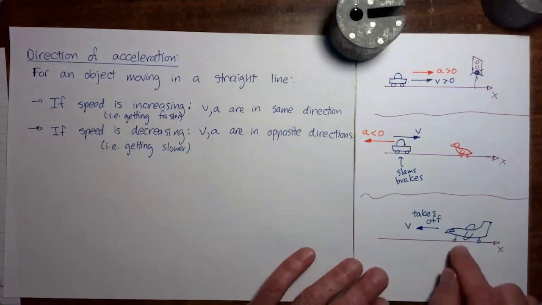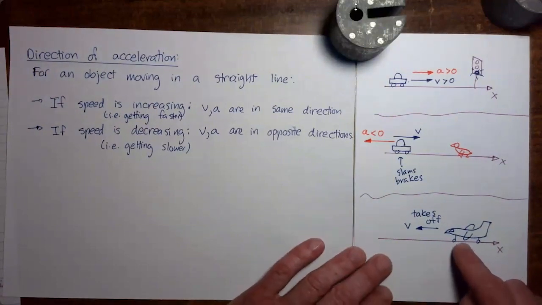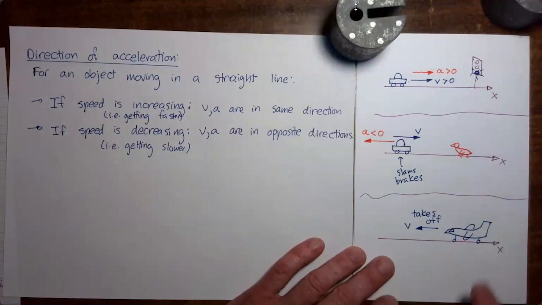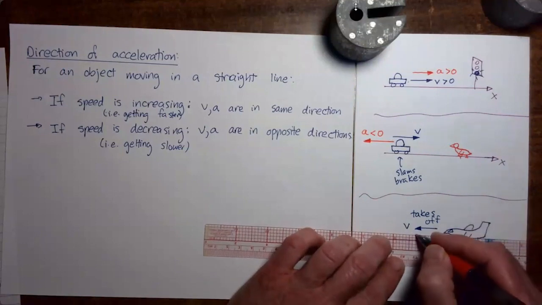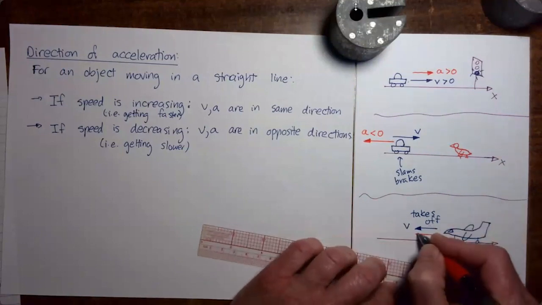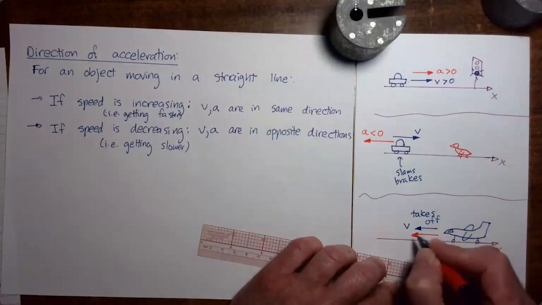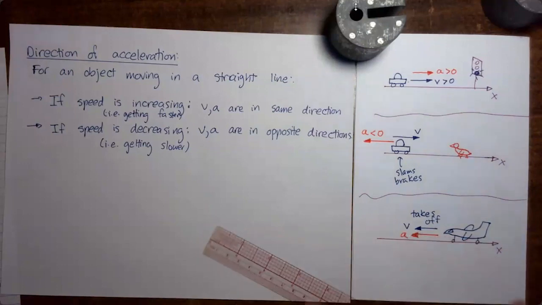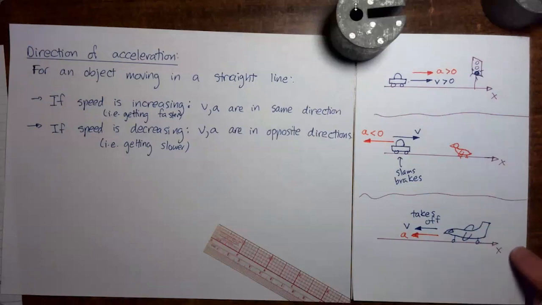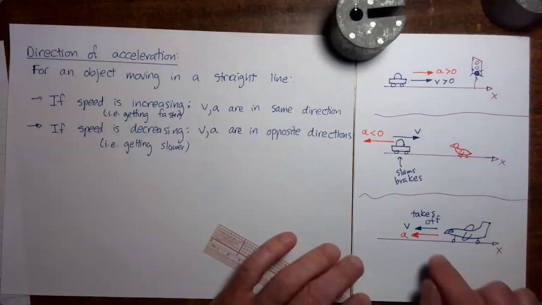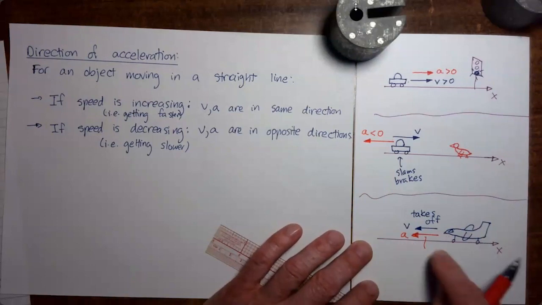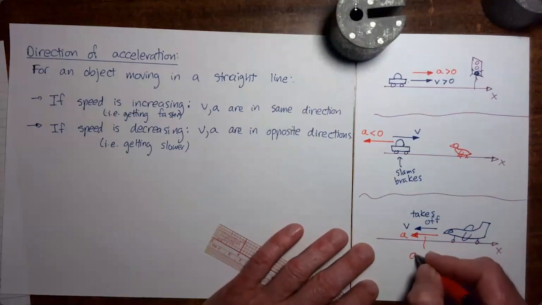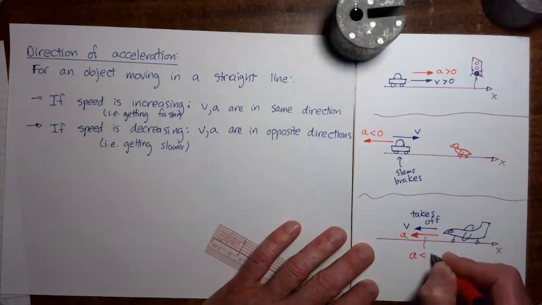Okay, in this case, we have an object whose speed is increasing. When the speed is increasing, the velocity and acceleration are in the same direction. Since the velocity is to the left, the acceleration will be to the left as well. Now, is the acceleration positive or negative? Well, our plus direction is to the right. The acceleration is to the left. Since the acceleration is pointing opposite our positive direction, the acceleration must be negative.